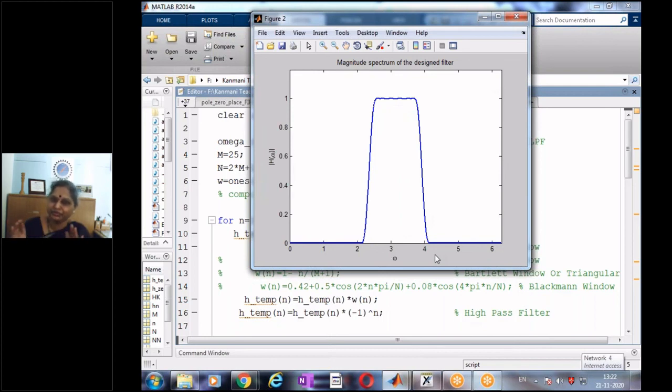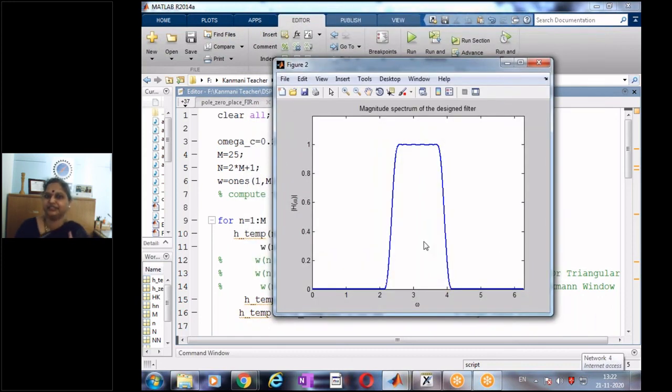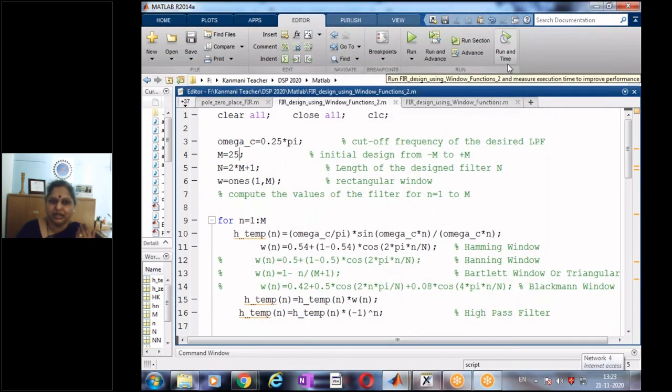Very good. No ripples. I have my cutoff at 0.75 pi, a narrow transition band, and a good frequency response. So we are satisfied with the design filter because the frequency response is very closely meeting the desired specifications. Of course, we cannot have a sharp transition because it will be a non-causal system.